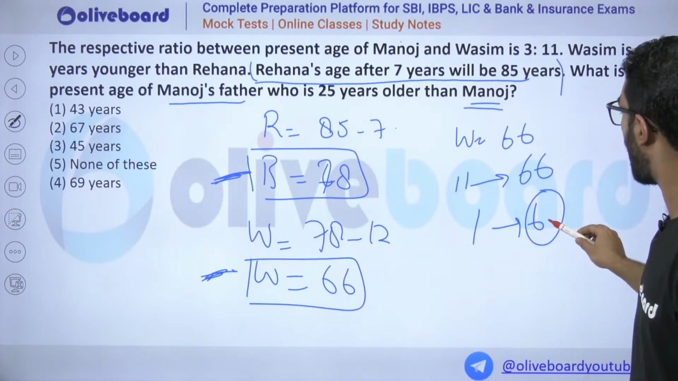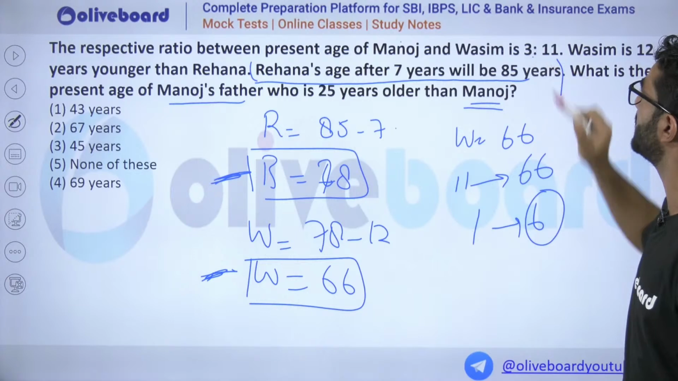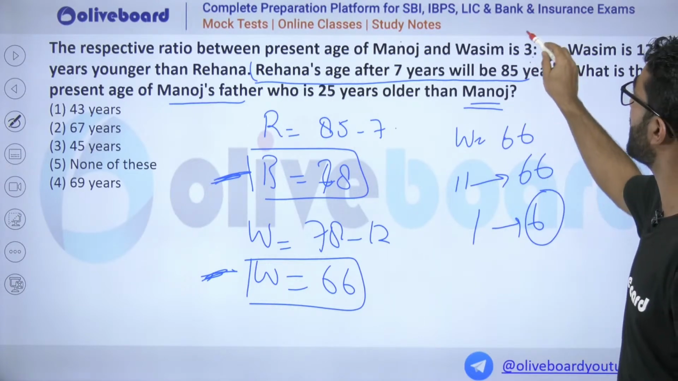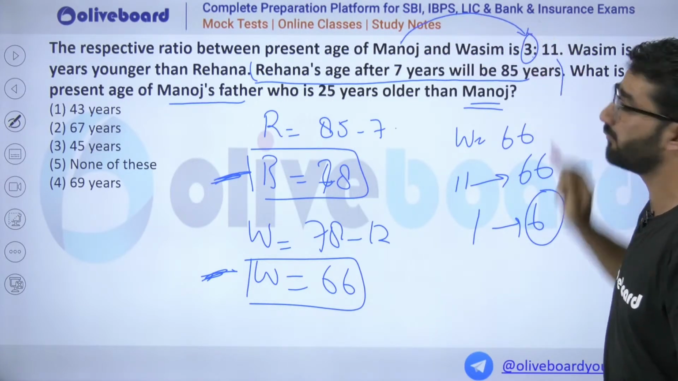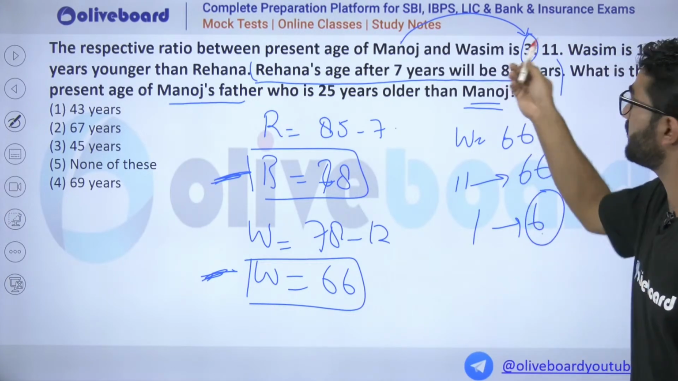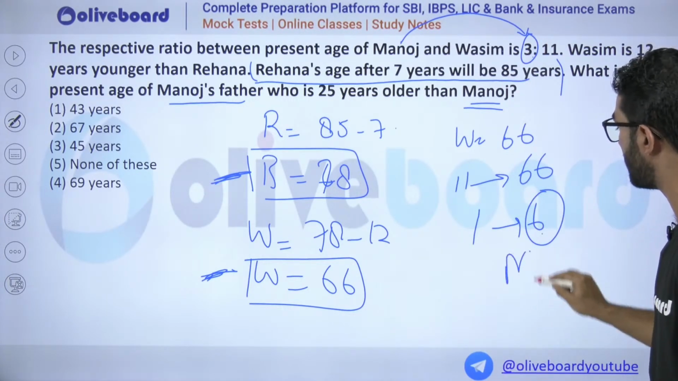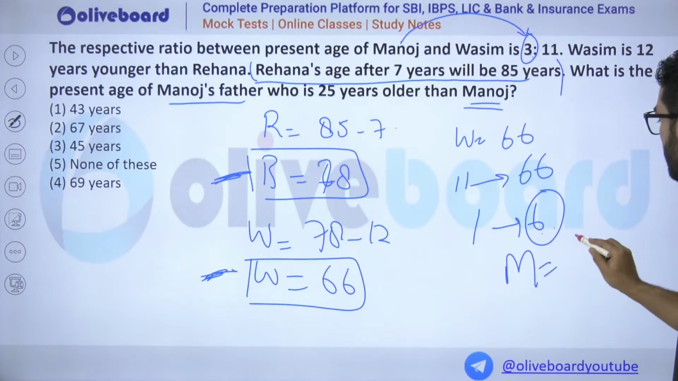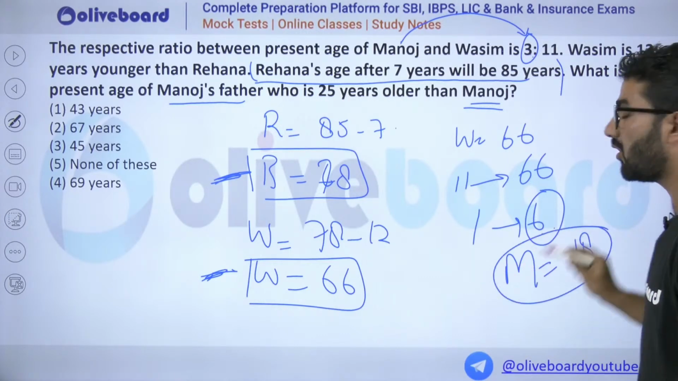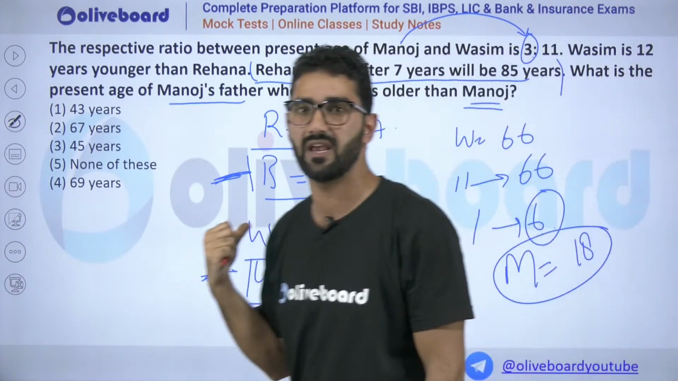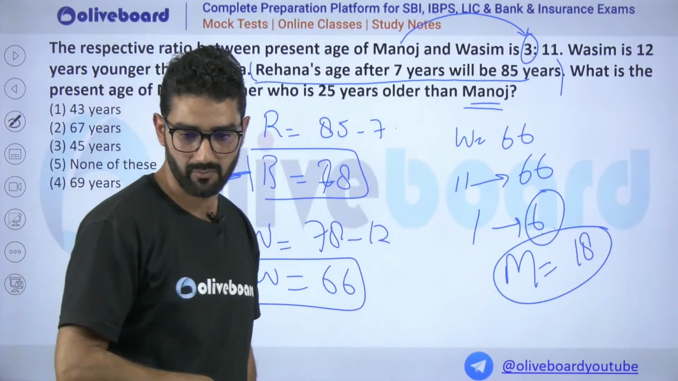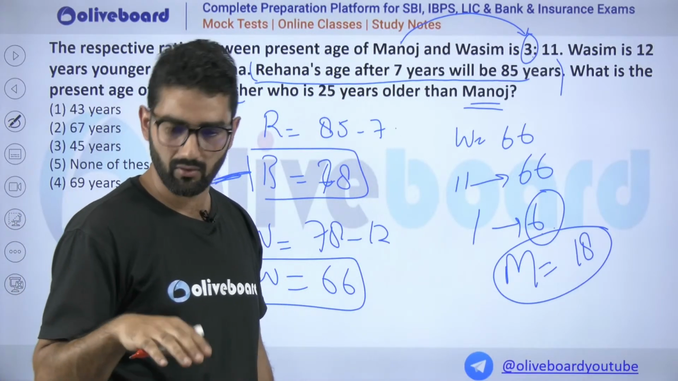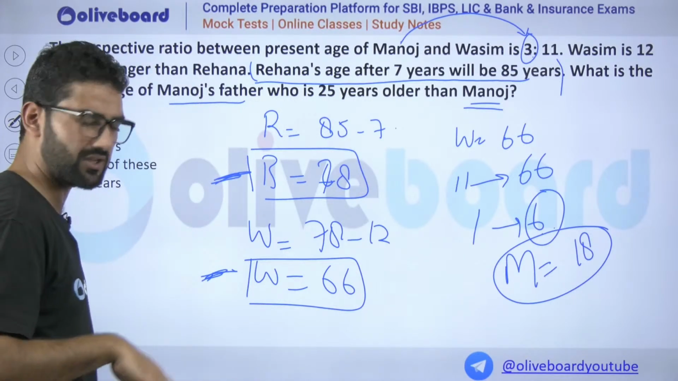Now, how much will be the value for Manoj? We have a ratio of 3, and 1 ratio is 6. So the age of Manoj will be 3 times 6, that is 18. You got the value for Manoj, that is 18. Bank aspirants, take this calculation. That will be quite good.